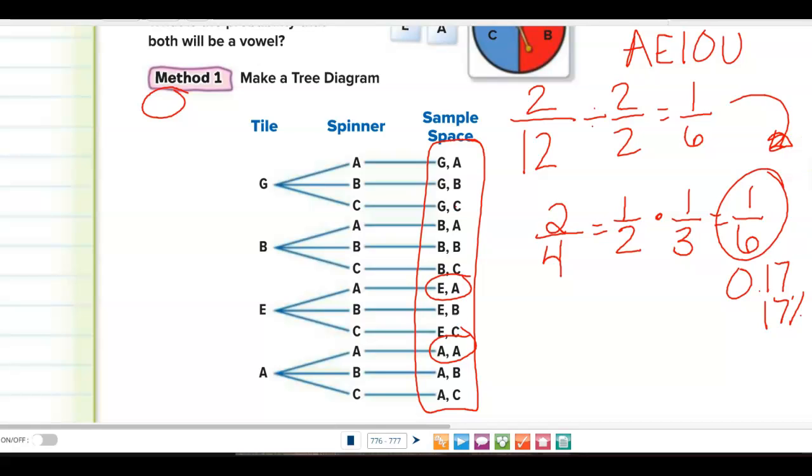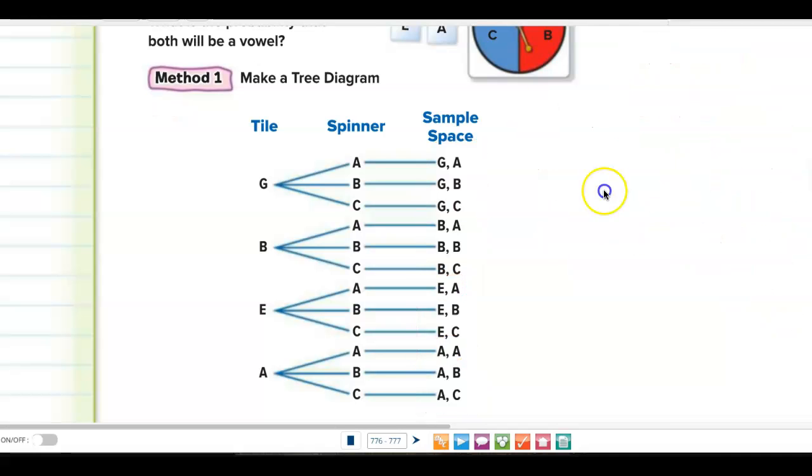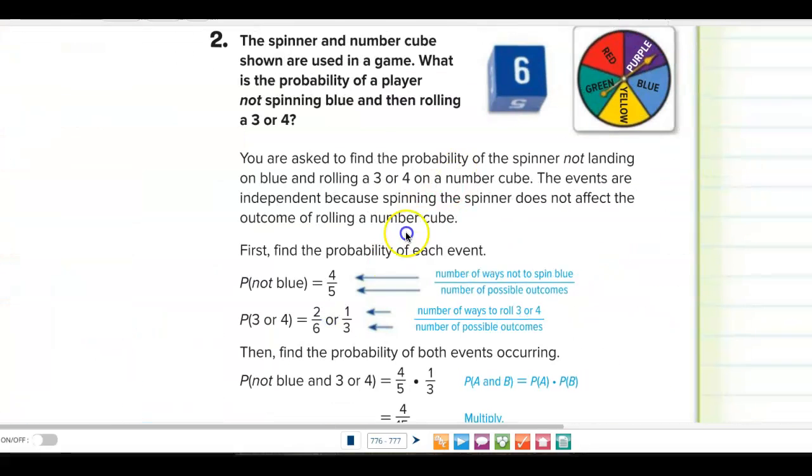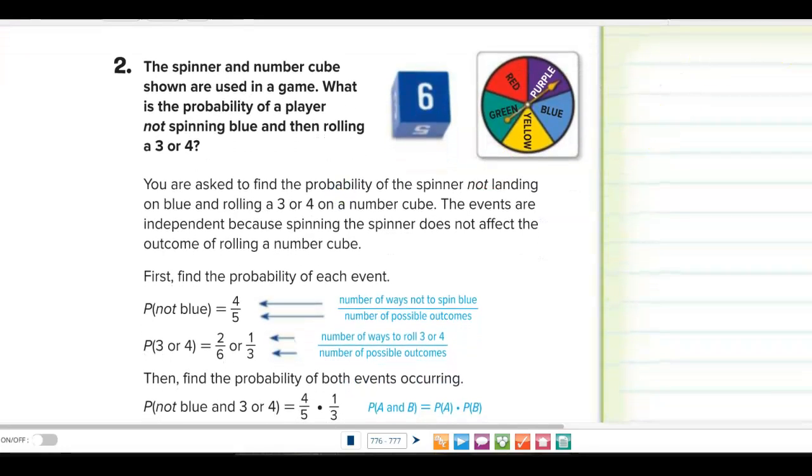Let's go over to example 2 then. Method 2 is the one that we did in the start. Okay, so the spinner and number cube shown are used in a game. What is the probability of a player not spinning blue and then rolling a 3 or a 4? Okay, so first of all, we need our spinner to not be blue. How many options on this spinner do we have that are not blue? 4, right? 1, 2, 3, 4. 4 out of our total number, which is 5. Can that be reduced? No.